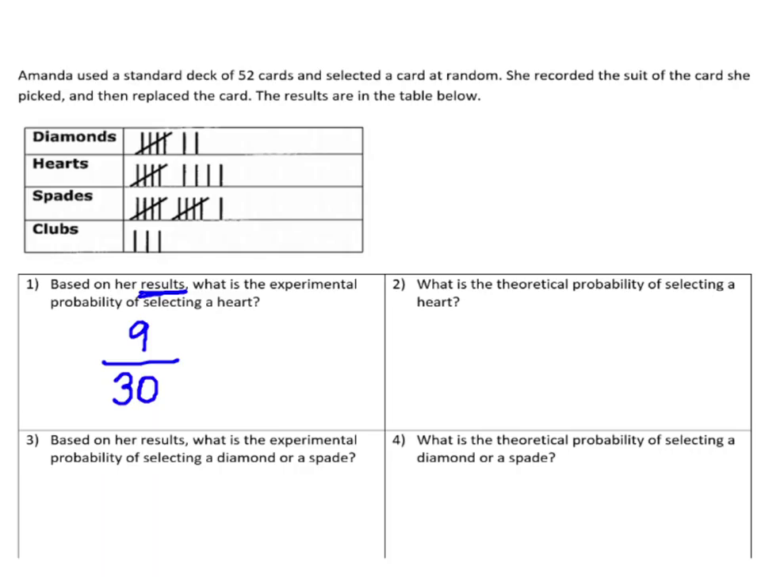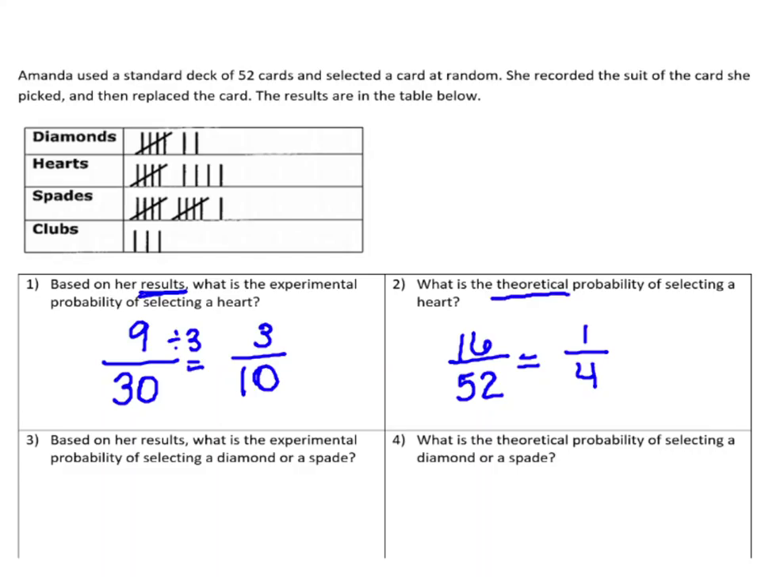Theoretical of selecting a heart. Hopefully we know there are 4 different suits in the standard deck of cards. So I know it's going to be out of 52. There are 13 of each one. So that simplifies to 1/4. I didn't simplify number 1. What could I go back and divide both by? Divide both by 3. So I would have 3 over 10.